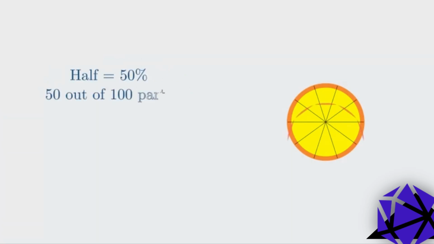For example, if you have a pizza cut into 10 slices and you eat 5 of them, you have eaten half the pizza. Half is the same as 50%. You ate 50 out of 100 parts of the pizza. So 5 out of 10 is 50%.